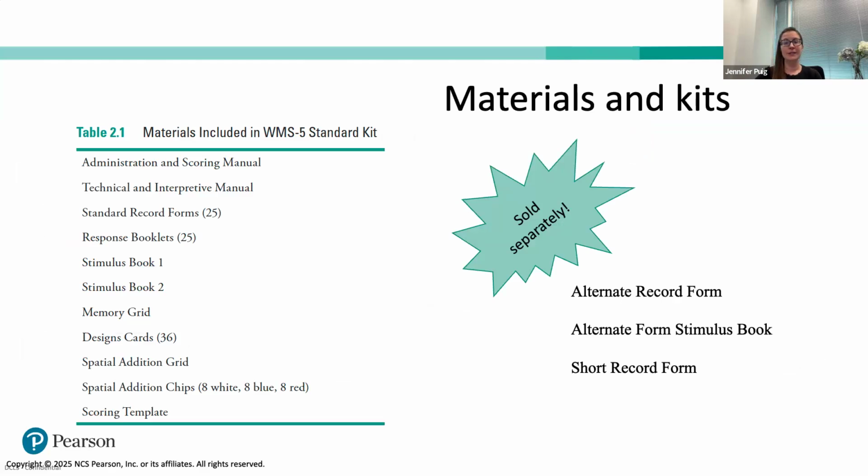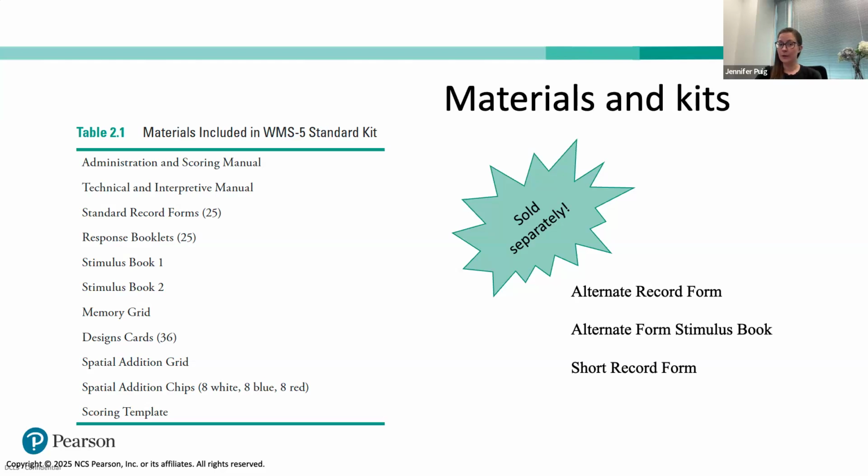Now let's talk a bit about what is and is not included in the WMS-5 standard kit. So on the left-hand side of your screen, you see a list of all the materials in the WMS-5 paper and pencil kit, and that includes both manuals, a package of 25 standard record forms and 25 response booklets, stimulus books 1 and 2 for administering the BCSE, memory and working memory subtests, the manipulatives needed for the design subtest, the manipulatives needed for the spatial addition subtest, and the scoring template for visual reproduction and the clock drawing task.